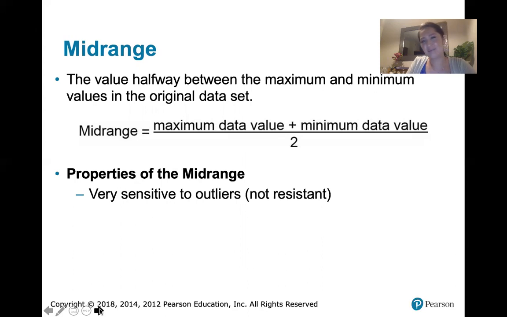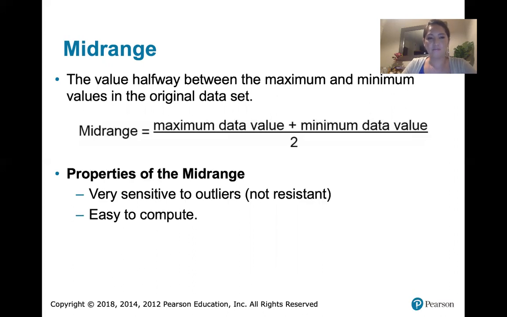If the maximum happens to be an outlier or the minimum happens to be an outlier, or they're both outliers, this measure of center is determined by the largest number in the set and the smallest number in the set. So if you change those outliers, if you delete them, or if an extra one happens to be included in your data set, it's going to change the midrange a lot. So if you keep taking different samples and some of those samples include outliers, the midrange is going to change a lot as you compute from sample to sample. So this is not a very resistant measure of center.